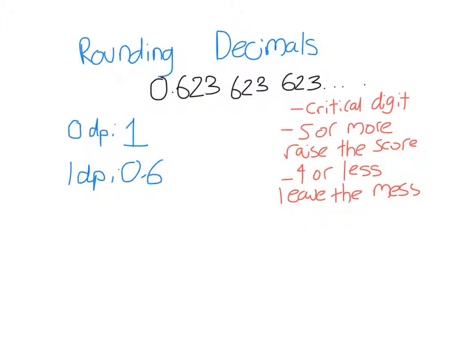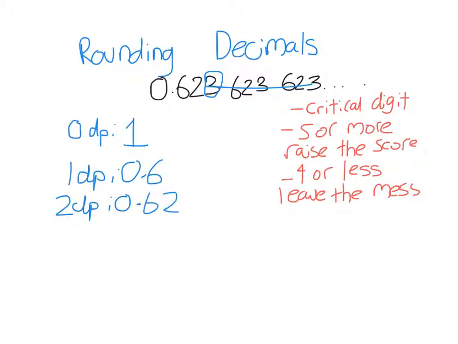So now let's look at 2 decimal places. So for 2 decimal places, now the third number after the decimal place is the critical digit. Again, 4 or less, leave the mess. So we leave everything there, and it will be equal to 0.62.